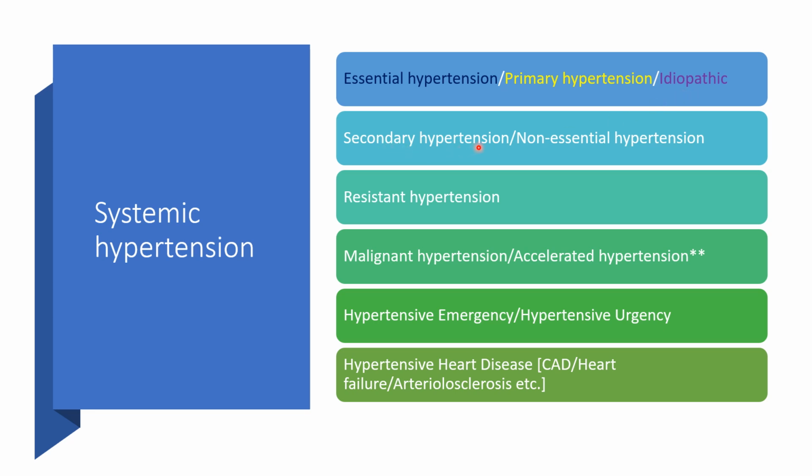But secondary hypertension or non-essential hypertension means there's hypertension right now due to a particular medical condition. We must trace the source here. Later on, we'll be dealing with possible complications of systemic hypertension, either from primary or secondary. And that could include resistant hypertension. I will not waste your time, we'll get to that. Malignant hypertension or accelerated hypertension, we'll get into that. Hypertensive emergency or hypertensive urgency, we'll get into that. Hypertensive heart disease, coronary heart disease, heart failure, atherosclerosis, we'll also get into that in a bit.